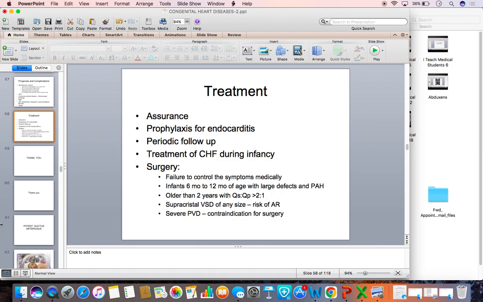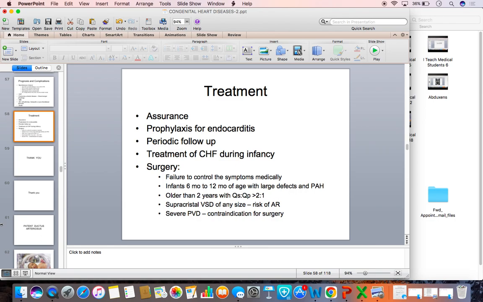Well, you advocate surgery. Number one, if there is failure of your treatment to control the symptoms of congestive heart failure. And infants of 6 months to 12 months of age with large defects and pulmonary arterial hypertension should be treated. This pulmonary hypertension is not due to pulmonary vascular disease, it is hyperdynamic pulmonary hypertension. So the infants of 6 months to 12 months of age with large ventricular septal defect should be operated.